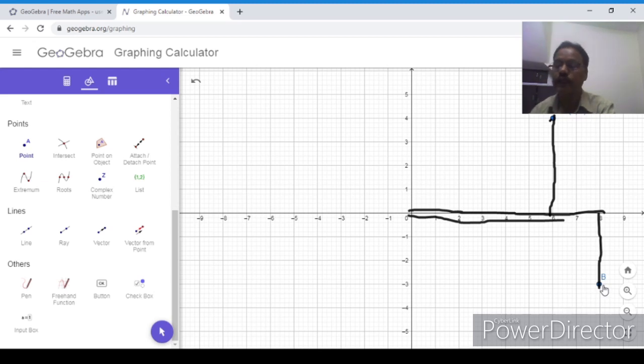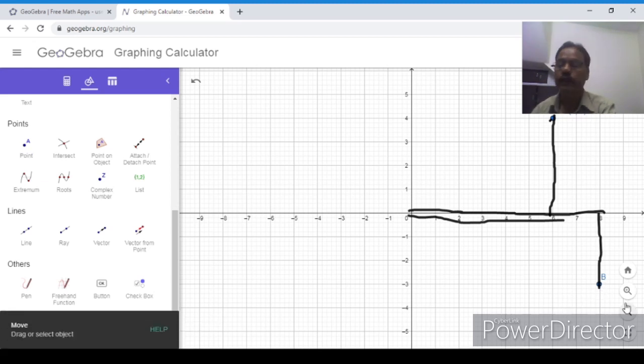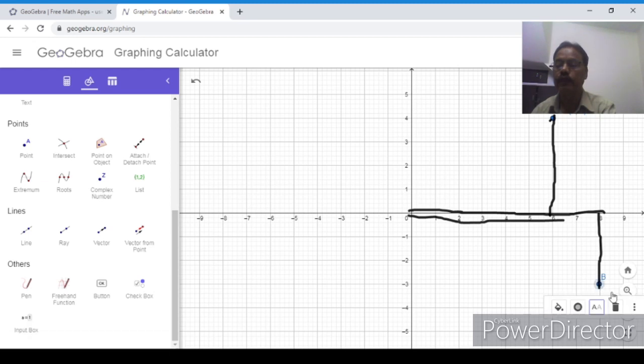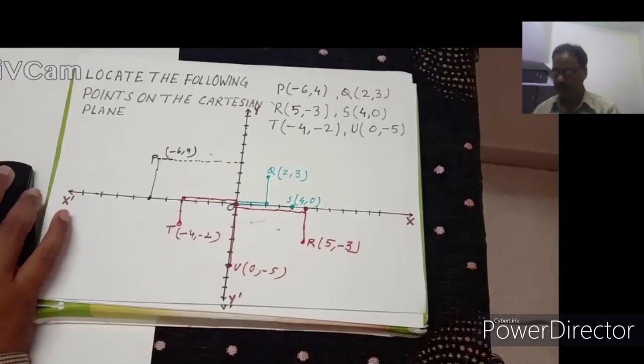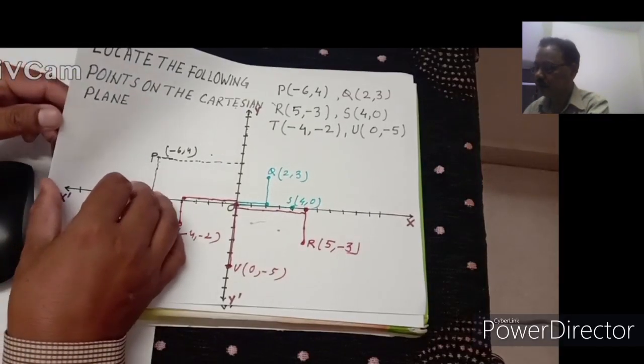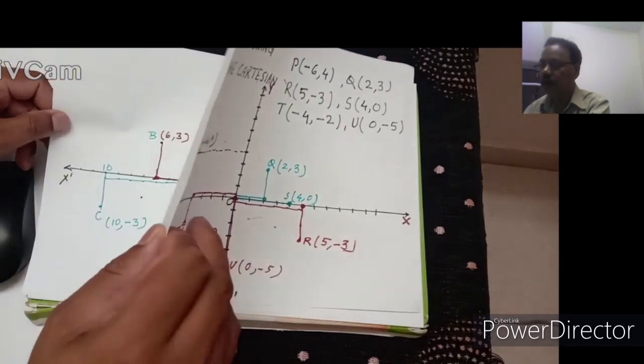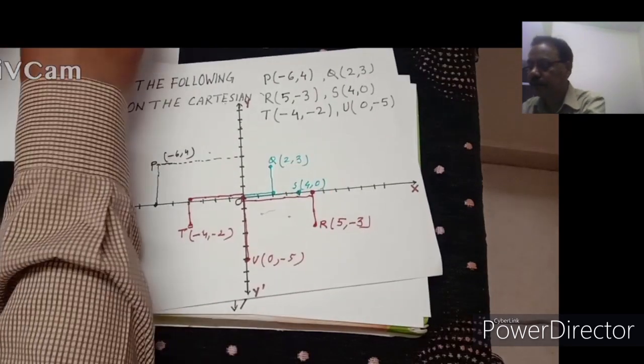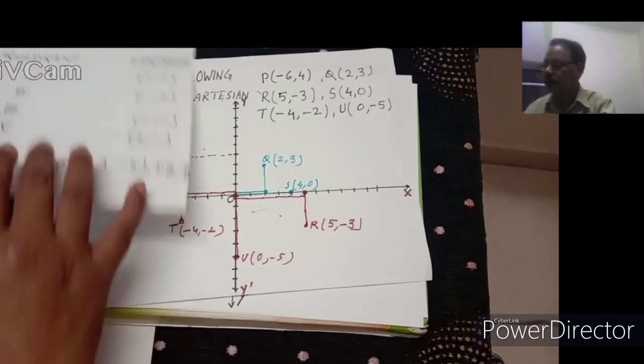So let us find out, is it correct or not. Let us find the value of this coordinate. This will be 8, -3. Understand? Now let us see the next sheet.